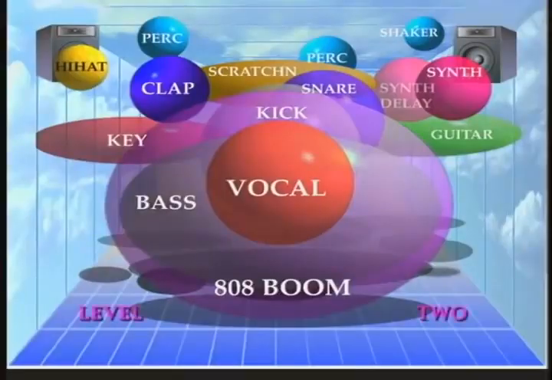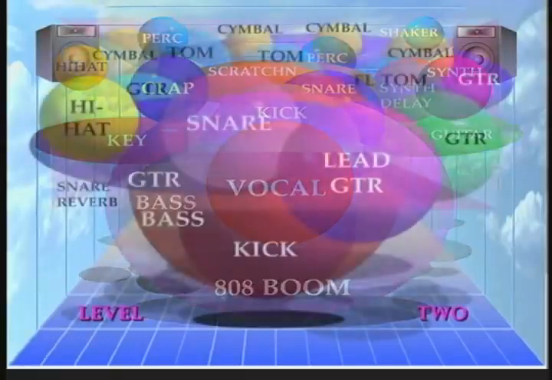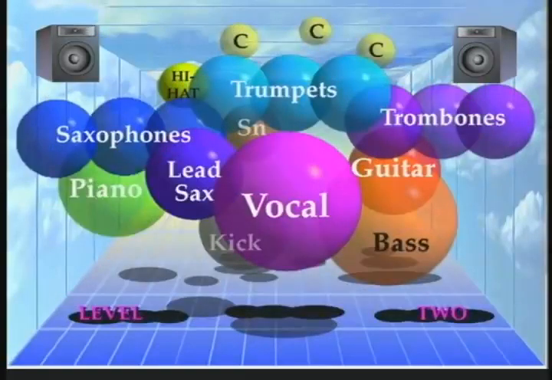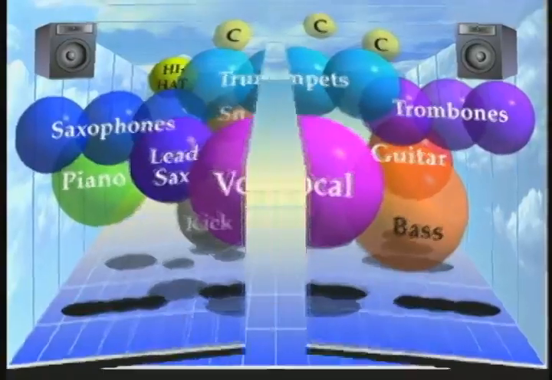Other instruments found at this volume might include the boom in rap music, or the kick drums or toms in heavy metal. Horn blasts in big band music and symphony blasts in classical music often reach level 2.